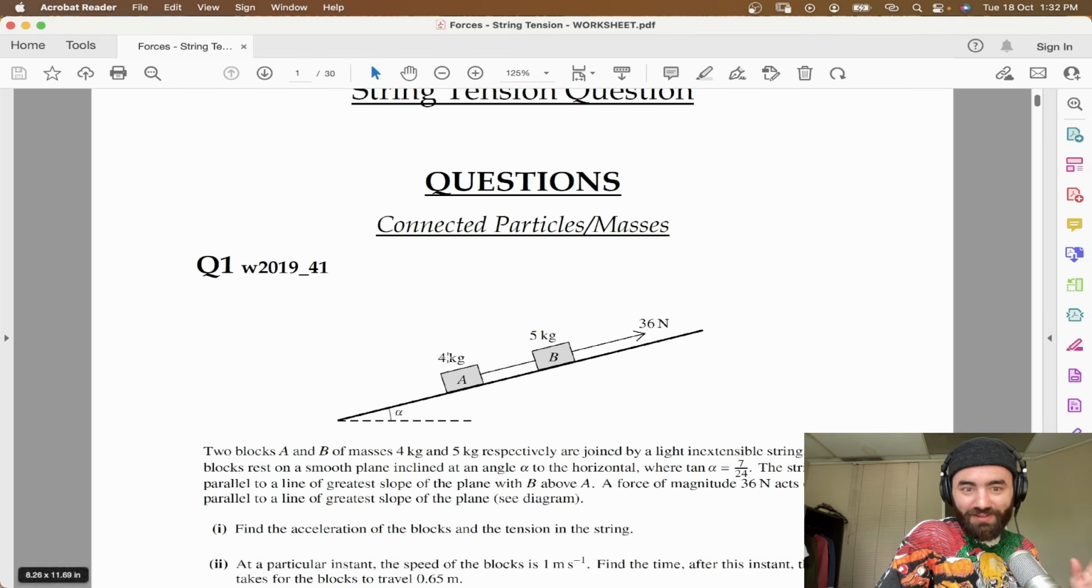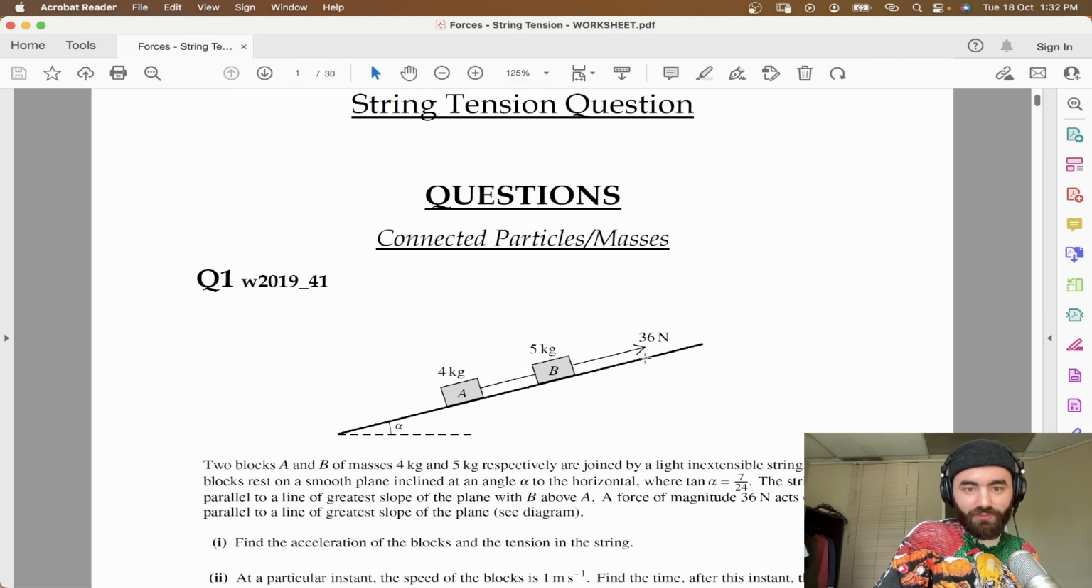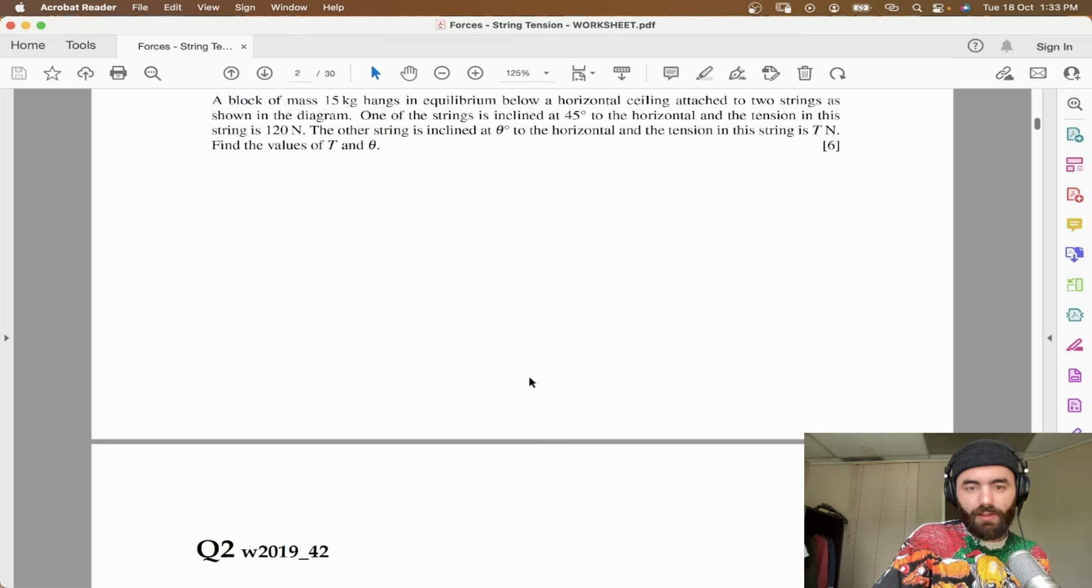Okay, so we're just going to be going through questions here because you don't really need any extra theory to understand. So we have the connected particles or masses, which is where you have 2 masses or particles connected with a string. You have to use tension in that string and find the tension in the string. We'll do a question on that.